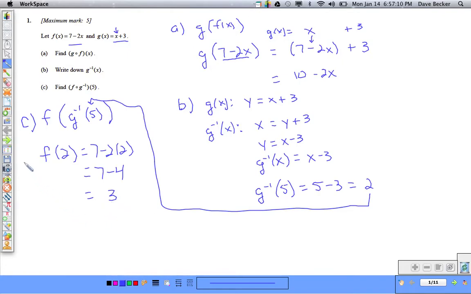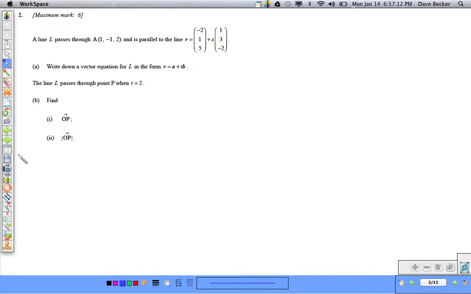Cool. Next problem, number 2. A line L passes through this point and is parallel to this vector, with a starting point of negative 2, 1, 5 plus some scalar s times 1, 3, negative 2. Write down a vector equation of L in the form r equals a plus tb.